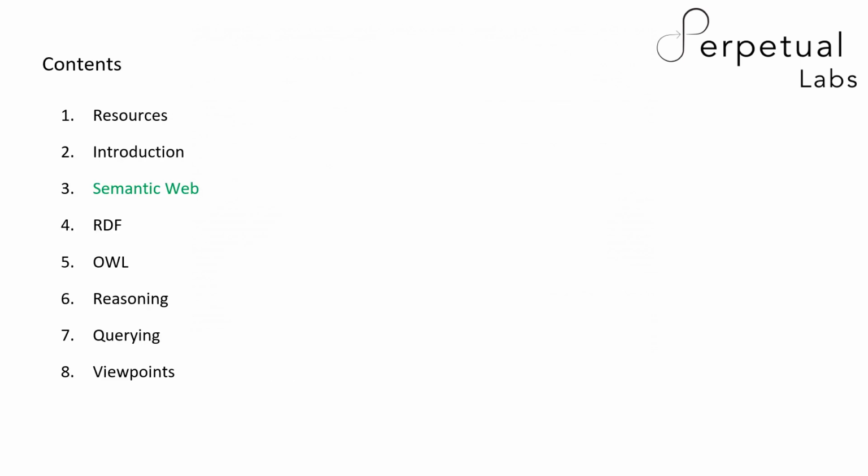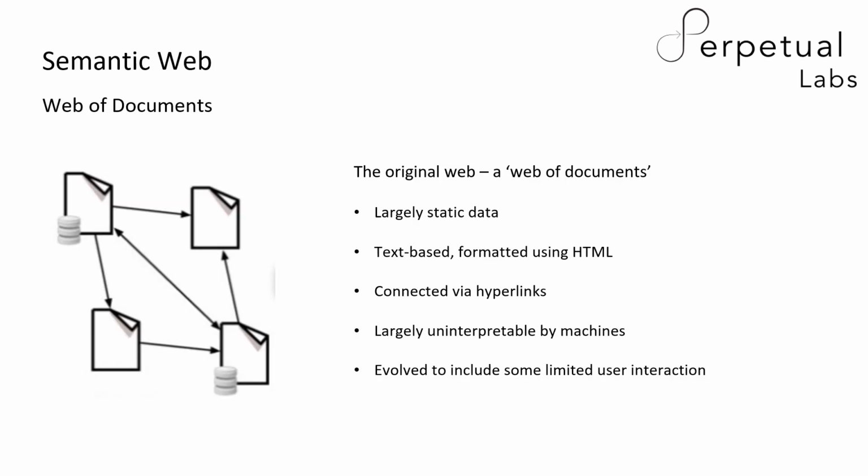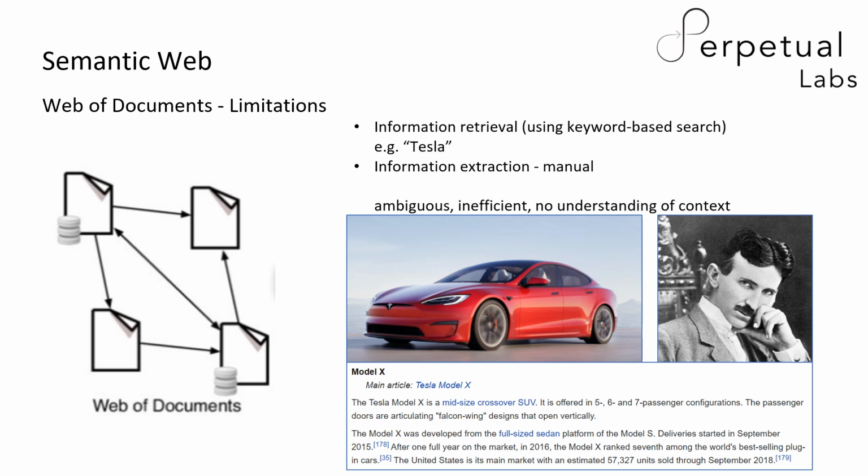The semantic web aims to resolve some of these difficulties. The original web was essentially a web of documents. These documents, or web pages, contained largely static data formatted using HTML and connected via hyperlinks. Data connected in this way is largely uninterpretable by machines. And that introduces numerous limitations to this approach. Consider an information retrieval task, using the same Tesla example as before. With no understanding of the context, results can be irrelevant and searches are inefficient. Information extraction is often a manual exercise in which blocks of text must be manually scrutinized.